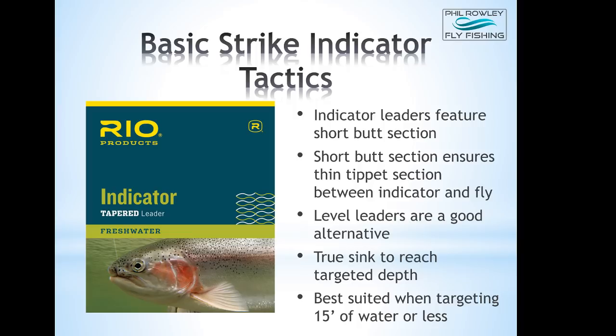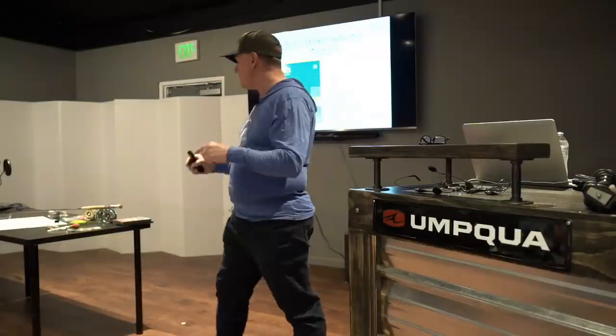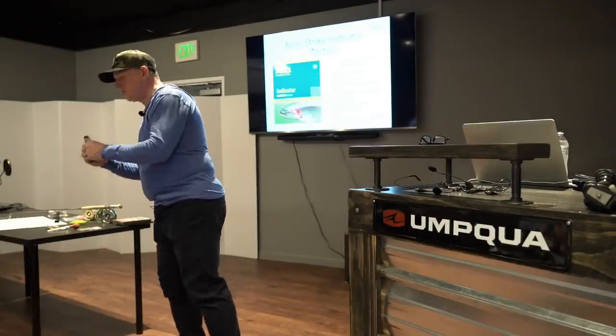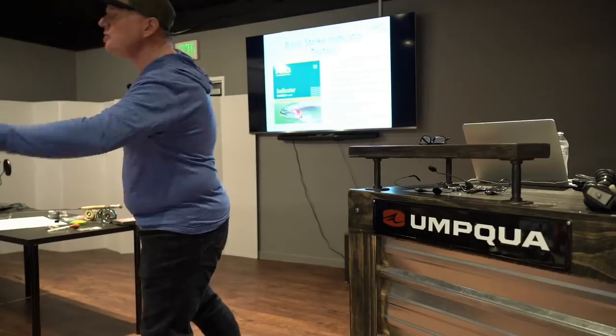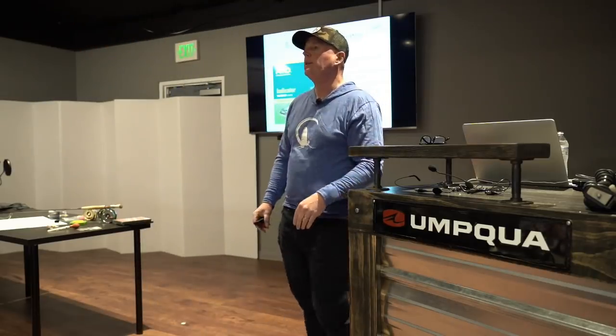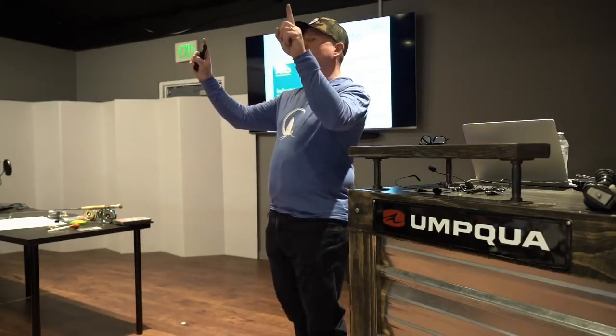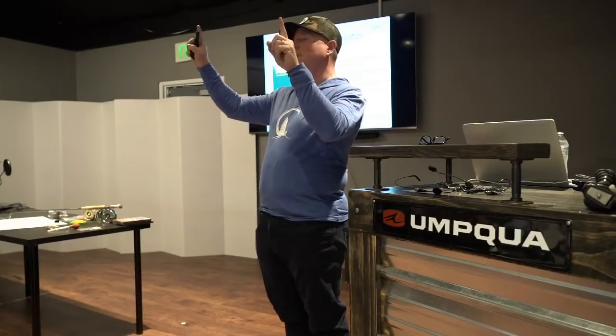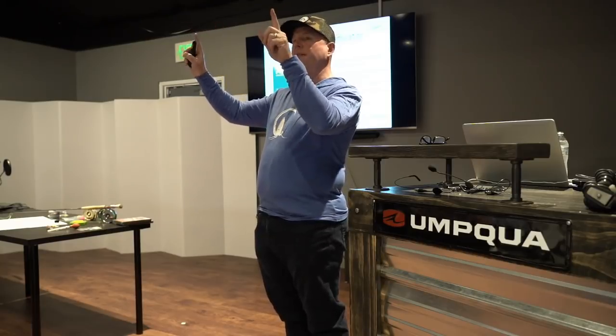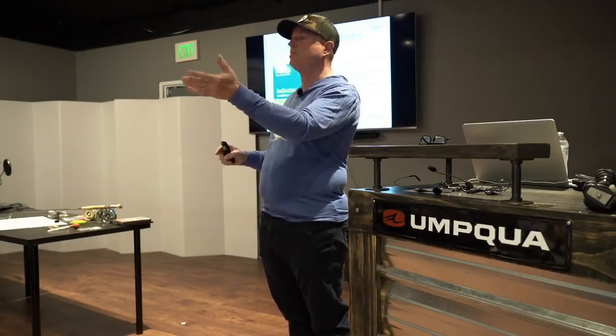I like these indicator leaders. They're 10 feet long. They have a short butt section, about this long, 2 or 3 feet, like this. Pass those around. The orange coloration on them means nothing to me. That's just the way they come. So between my fly line and my indicator, I have a little backbone to help turn this mess over, right?